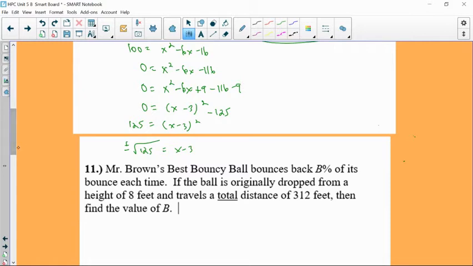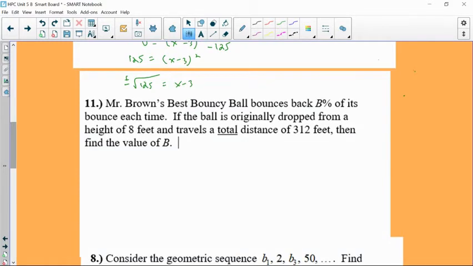Another bouncing ball one. Okay, excellent. So it says Mr. Brown's best bouncy ball bounces back B% of its bounce each time. Okay, so that's great alliteration there, right? They all start with a B sound. If the ball is originally dropped from a height of 8 feet and travels a total distance of 312 feet, find the value of B.